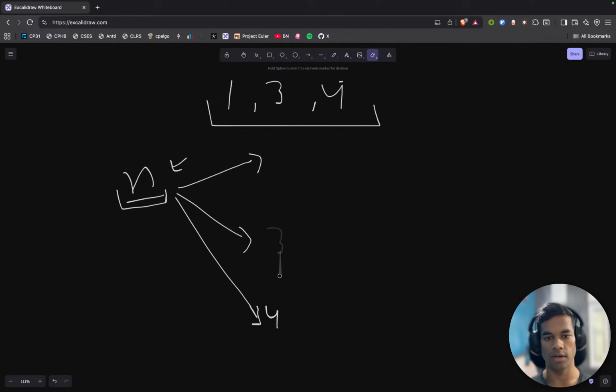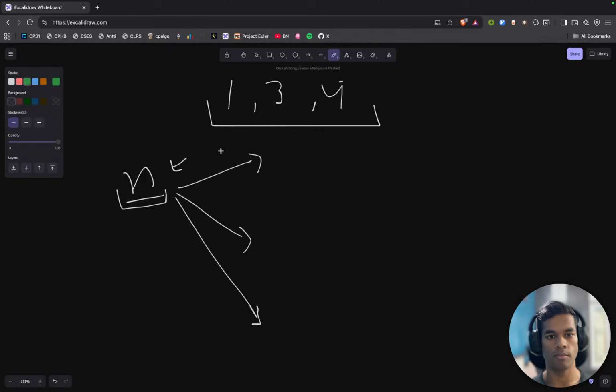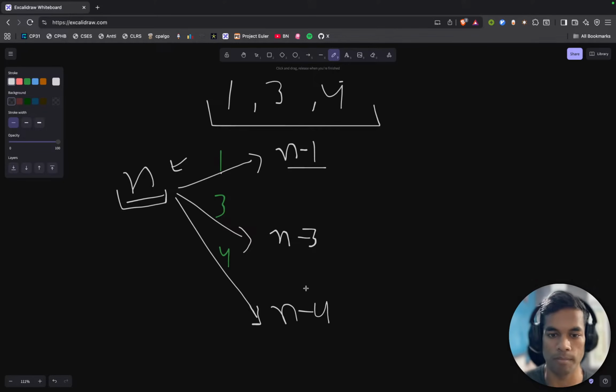Maybe I should not write it here. I should write these coins here. These green colors represent coins. So when I choose 1 as my last coin, the subproblem that I have to solve is n minus 1. When I chose 3 as my last coin, subproblem is n minus 3. When I chose 4 as my last coin, the subproblem that I have to solve is n minus 4.